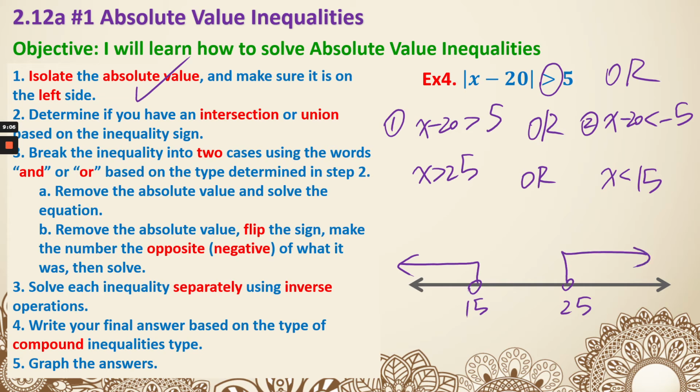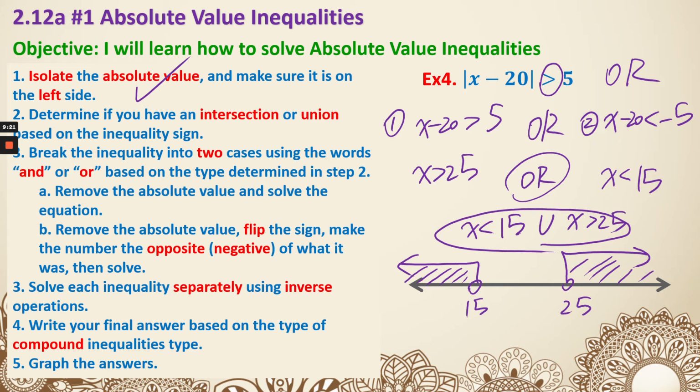And we're going to shade each one of these sections because the connection word is or. Final answer, x is less than 15 union x is greater than 25. That is our final answer. That's example 4.